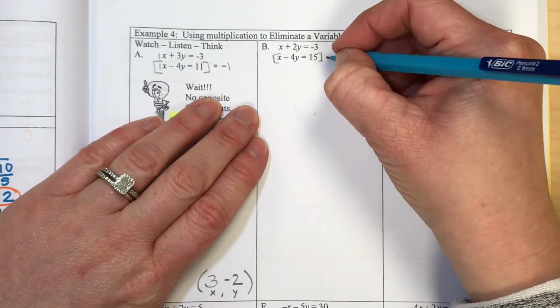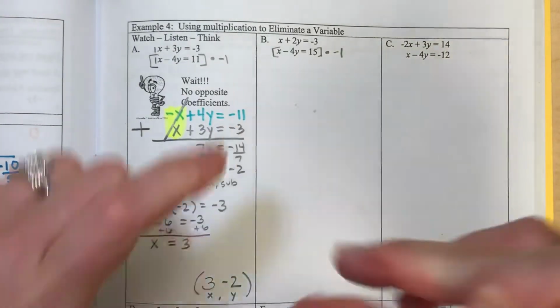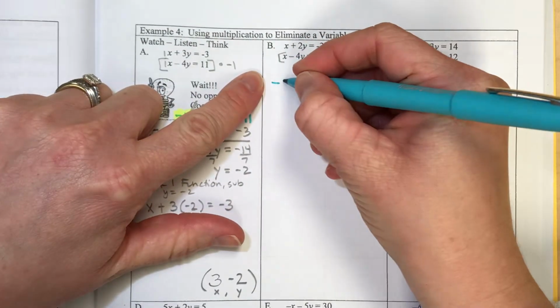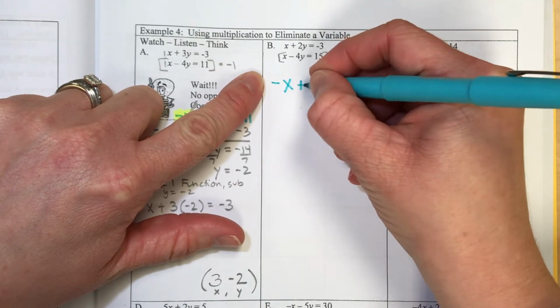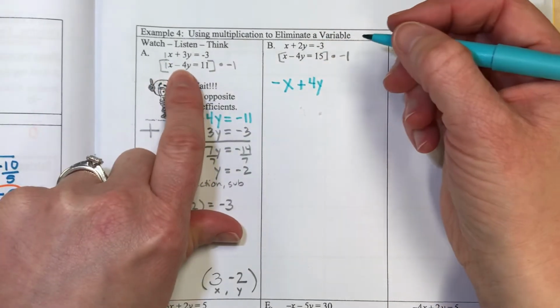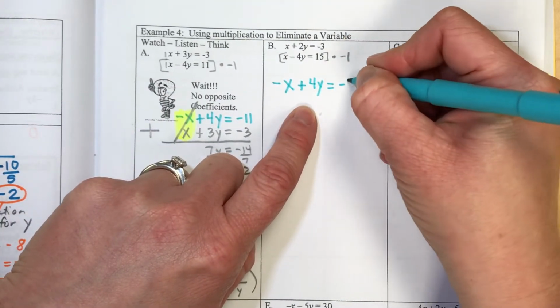So I'm going to multiply my second function like I did here. I'm going to multiply everything by -1. So -1 times x is -x. -1 times -4 is a +4y. That actually looks very similar to what we did before, but now in this case, -1 times 15 is -15.